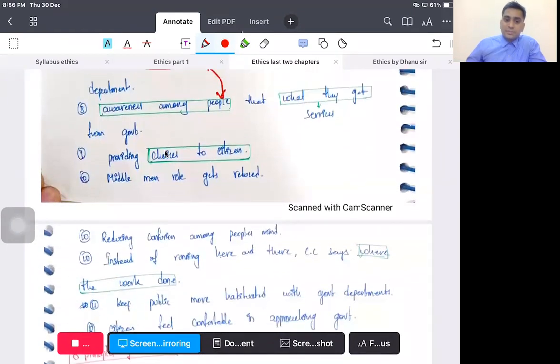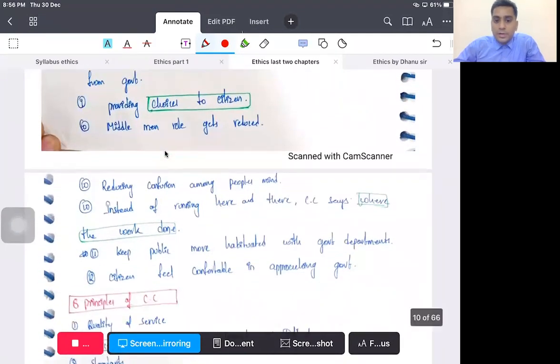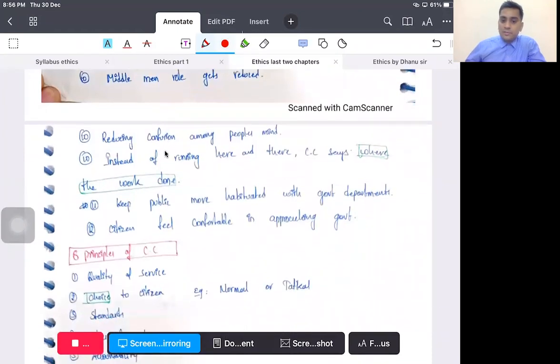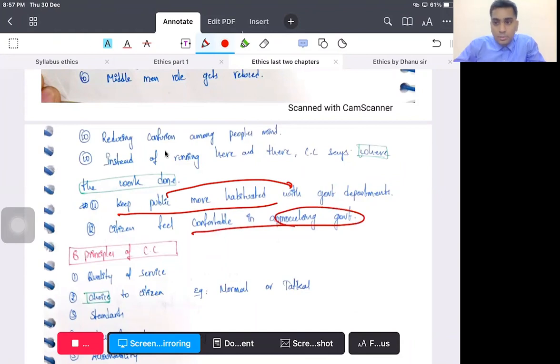Providing choices to citizens, middleman role gets reduced, reducing confusion instead of running here and there. Everything is the same thing that they have written, right? Public will be more habituated with government department, and when citizens feel comfortable, they approach the government, everything. Again, I think these persons have written just to increase the number of points, but the points are these things that I have discussed, right? And if you want to write even 20 points, you can write the same thing in your English.